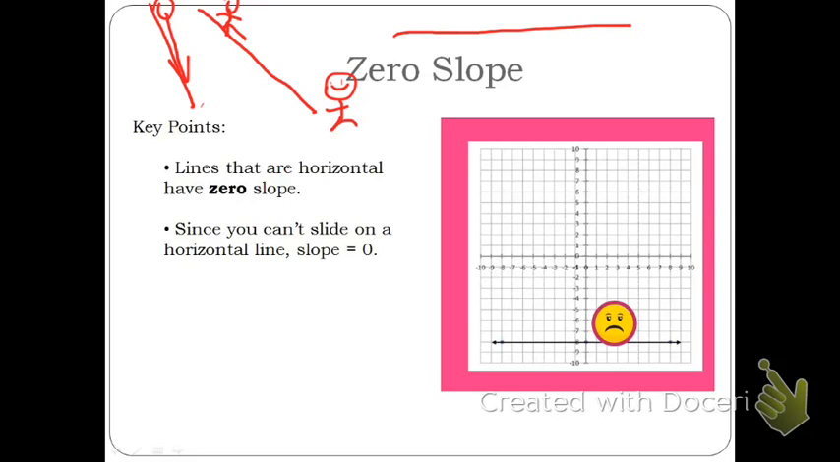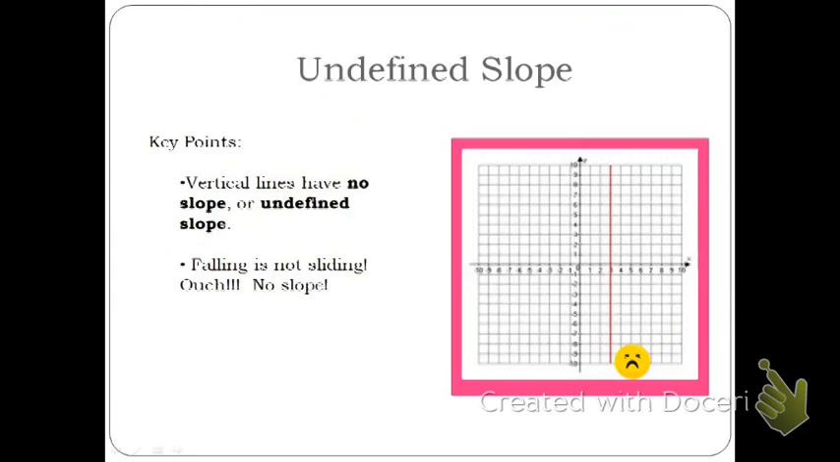You don't go anywhere. The opposite of that would be a vertical slide, or undefined. So a vertical line has an undefined slope. It says it's undefined, or you say that it's no slope. Think of a slide. If I had a slide that was straight vertically up and down, the kids wouldn't be sliding at all. They would be falling. And if they fell from a great height, then they probably wouldn't be alive, unfortunately. So this isn't falling, or this falling is not sliding. Ouch, there's no slope. So hopefully my little faces there will help you remember the difference between 0 slope and no slope.